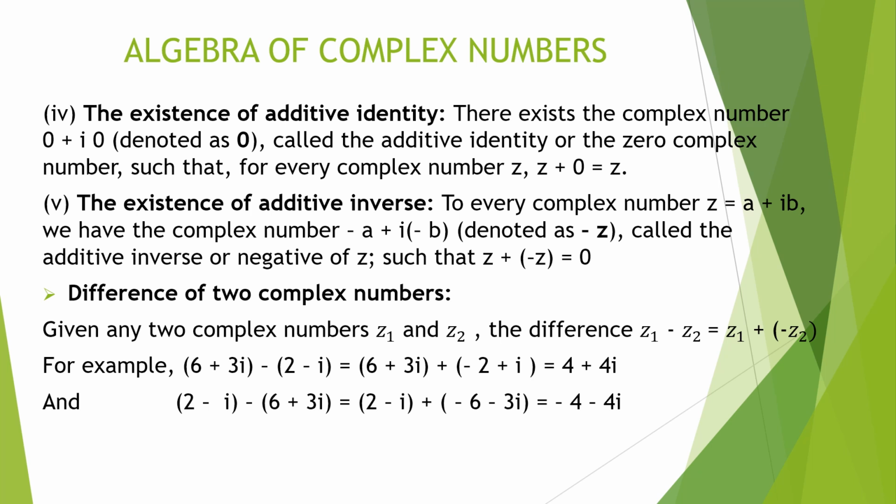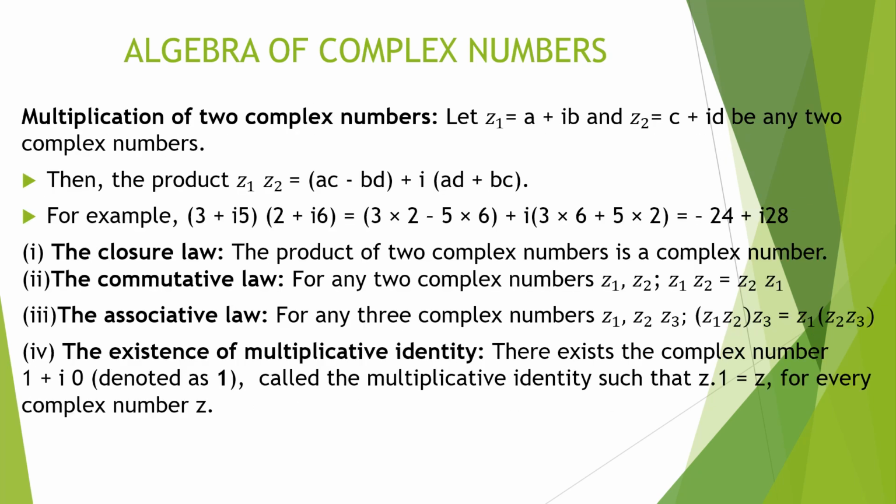Similarly, suppose you do 2 minus i minus 6 plus 3i. What you are doing is adding the negative of 6 plus 3i to 2 minus i. So 2 minus i plus minus 6 minus 3i, which is equal to real part 2 minus 6, which is minus 4, and imaginary part minus 1 minus 3 again, which is minus 4. So ultimately the complex number is minus 4 minus 4i.